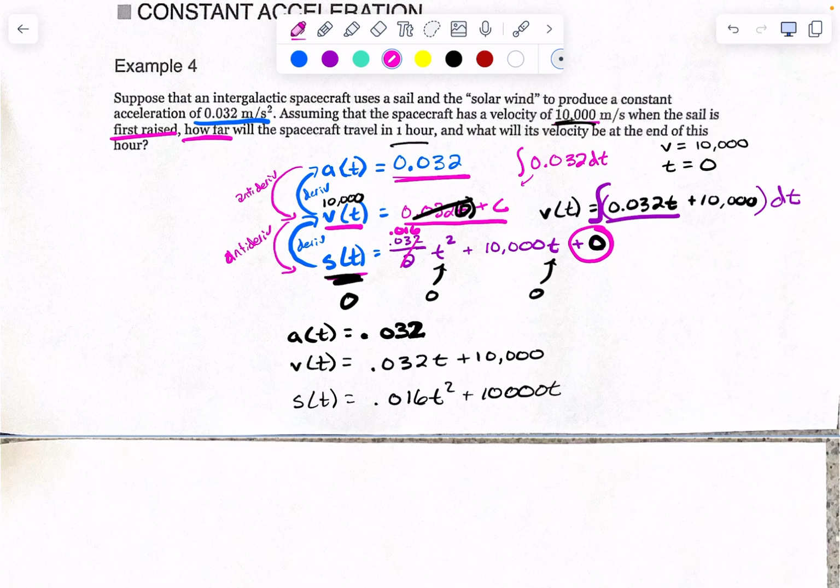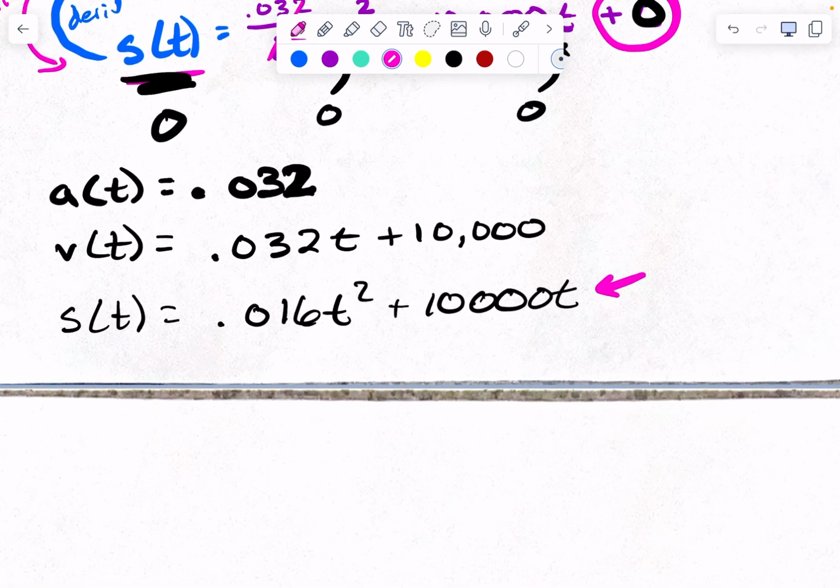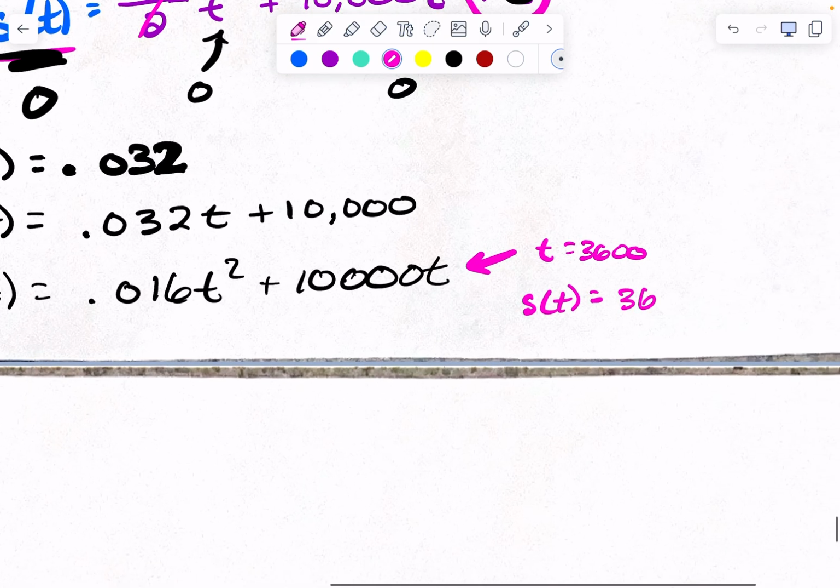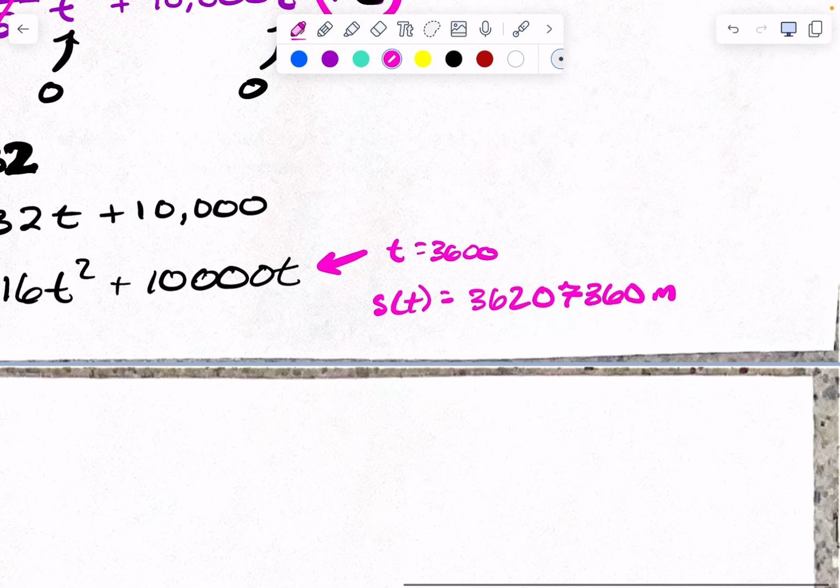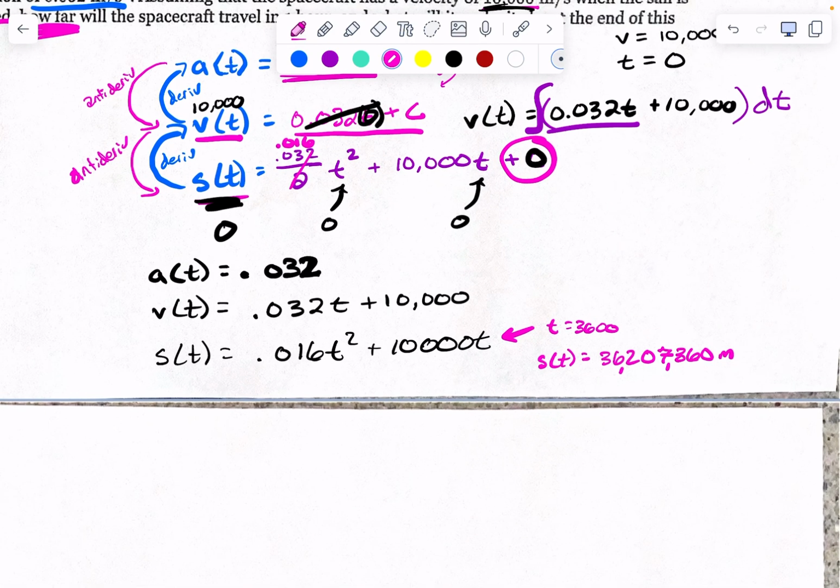Okay, when we're asking for how far, which equation are we plugging into? The S of t. So we're plugging t equals 3,600 into there and finding S of t. Ready. 36,207,360 meters. That's a lot of meters. I need to rewrite that, that was not a number. That's how far I have gone after 1 hour.